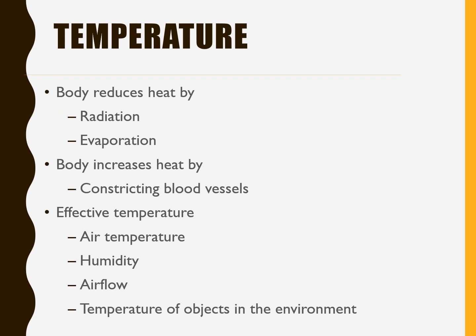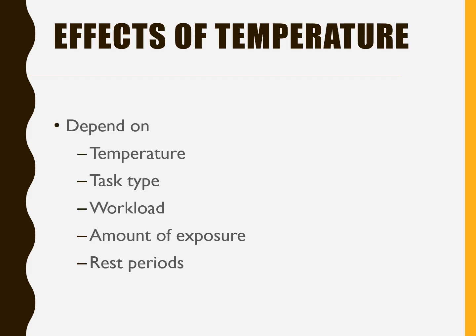For temperature, the body reduces heat by radiation and evaporation. Meanwhile, the body increases heat by constricting blood vessels. The effective temperature includes air temperature, humidity, airflow, and temperature of objects in the environment. The effect of temperature will depend on the temperature itself, the task type, the workload, the amount of exposure, and also the rest period.